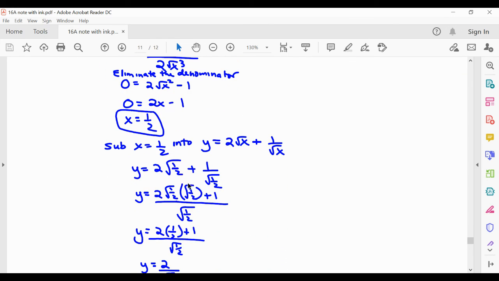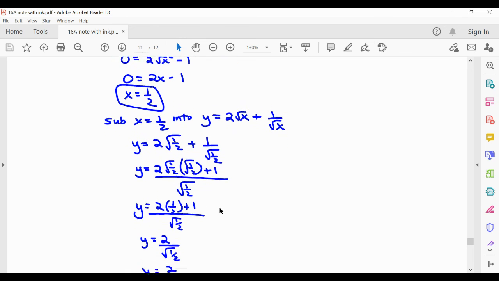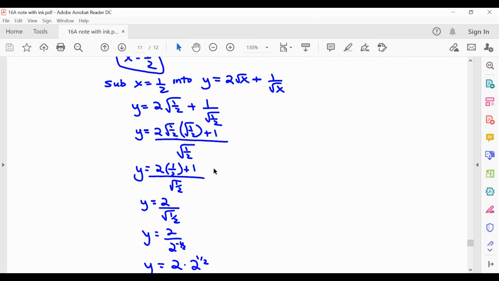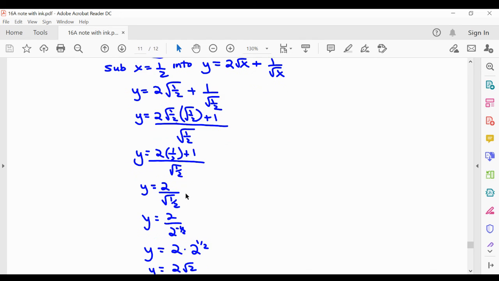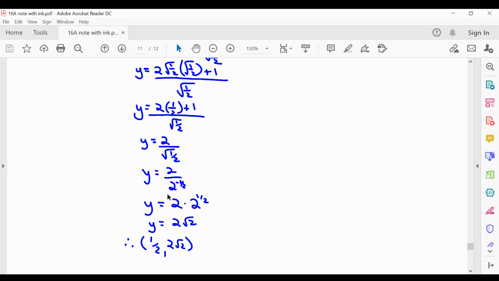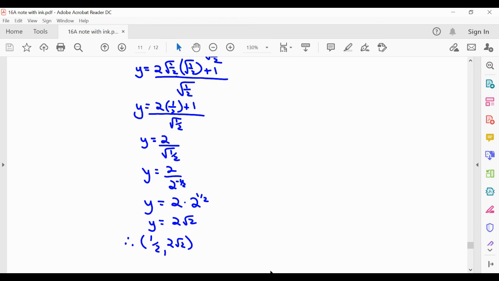So when I plug in 1/2, I get 2 times the root of 1/2 plus 1 over the root of 1/2. I do a little bit of algebraic manipulation here. So what I started to do is try and get a common denominator by multiplying both by the root of 1/2. Luckily, that helps get rid of the radical up here. And I simplify a little bit more, and I end up with this expression. The point is 1/2, 2 root 2, and there is the point of contact.